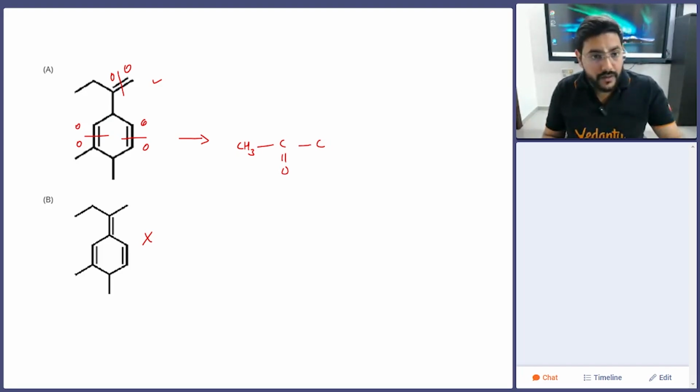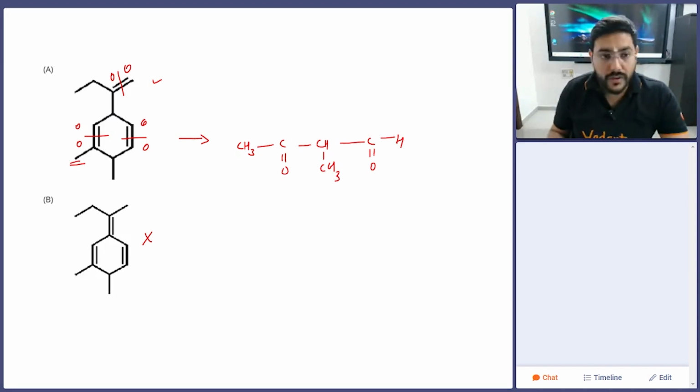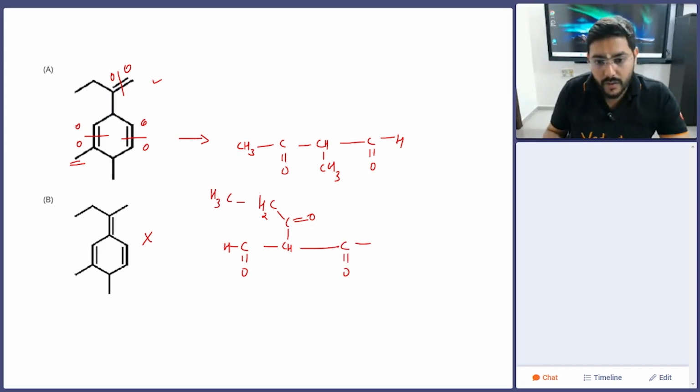Yes, everyone. Here, CH3, C double bond O and H. Yes or no? So CH3, C double bond O, CH, CH3, C double bond O. Yes. So this is the lower portion. Now let's make the upper portion. C double bond O, H, CH, here C double bond O and CH2 and CH3. Okay. Now here C double bond O, H.